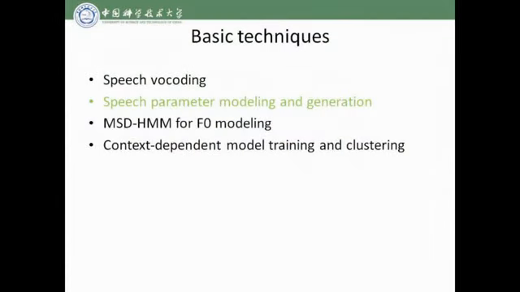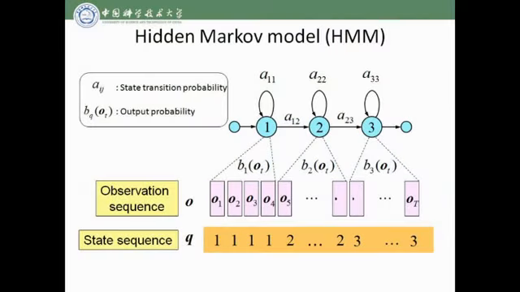The next technique that's very important to HMM-based speech synthesis is the speech parameter modeling and generation. Here, the hidden Markov model is used as the acoustic model to describe the distribution of acoustic features. This figure shows an example of a hidden Markov model, which has 3 states and left-to-right topology. Here, O and Q stand for the observed acoustic feature sequence and the hidden state sequence for each sentence, and b_q(o_t) is the state output probability at each state, and A is the state transition probability.